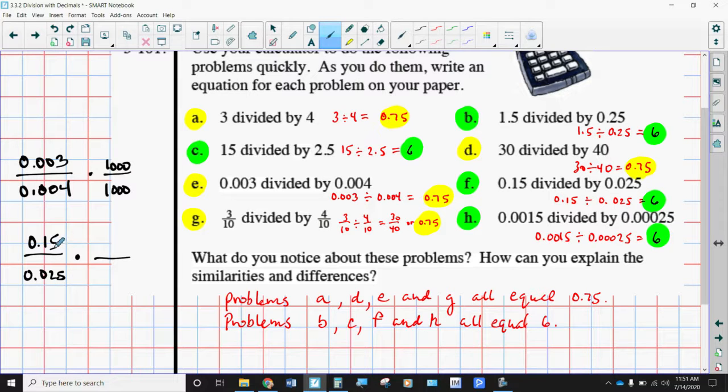In this case, if I multiply everything times 1,000, it'll take care of both of them. So this will move this 3 places to the right. We'll have to add a 0 here to move that 3 places to the right. And then we end up with a fraction or a division problem with no decimals in them.